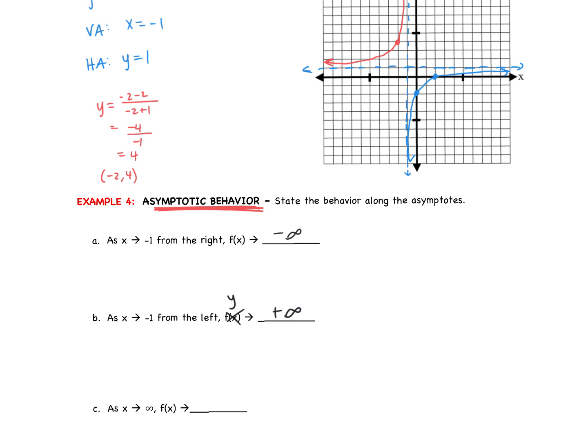Okay, this one's a little bit different. As x goes to infinity, f of x goes to what? Infinity means x is getting bigger and bigger and bigger. We have to look at the graph. As x is getting bigger and bigger and bigger, that's over here. So as x is getting bigger and bigger and bigger, our y value is approaching that asymptote of 1. As we get bigger, we are approaching the asymptote. Again, though, we're never actually going to hit the asymptote.